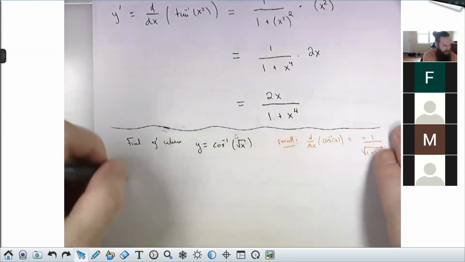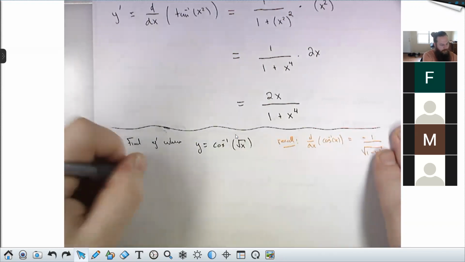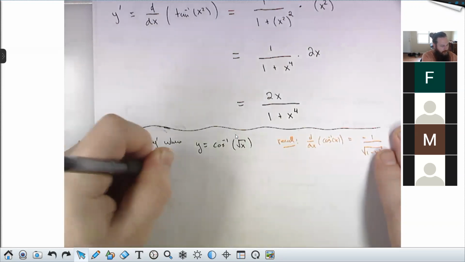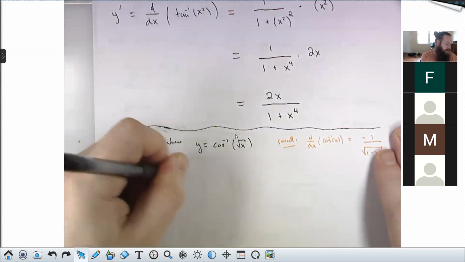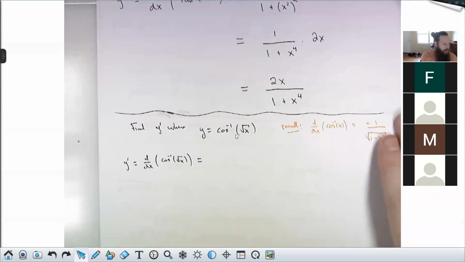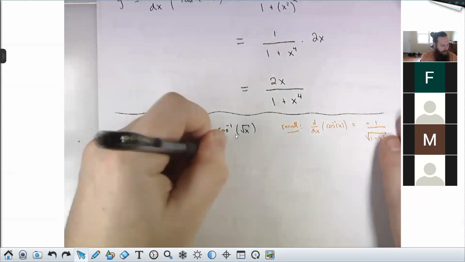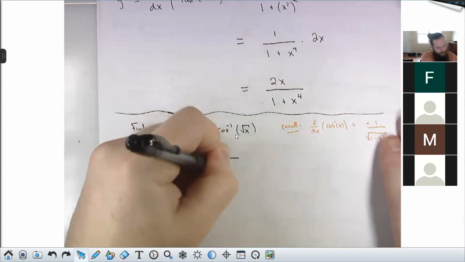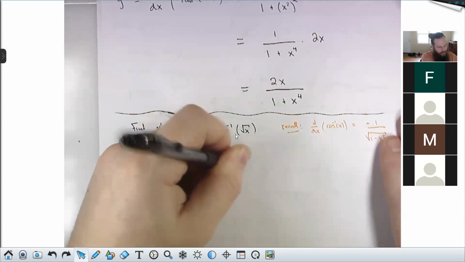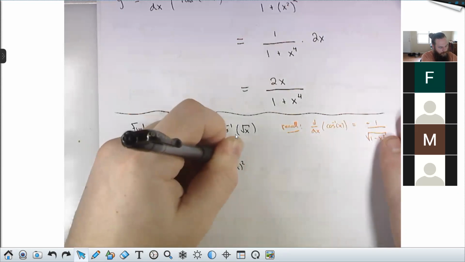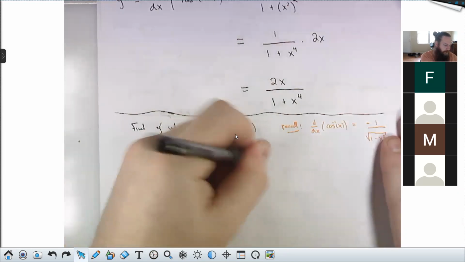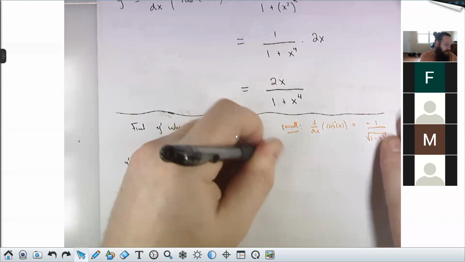So here, y prime is going to be d dx of the inverse cosine of the square root of x, which is going to be negative 1 over the square root of 1 minus the square root of x squared. And then by the chain rule, I have to multiply by the derivative of the square root of x.